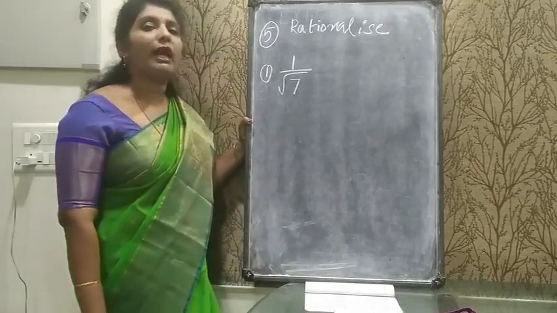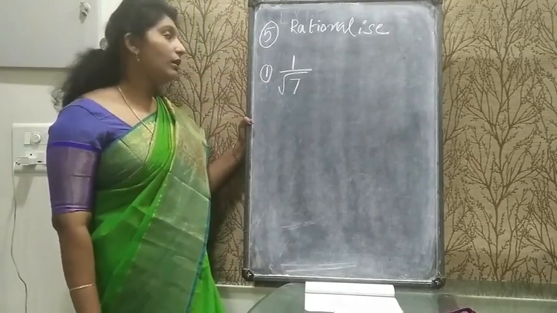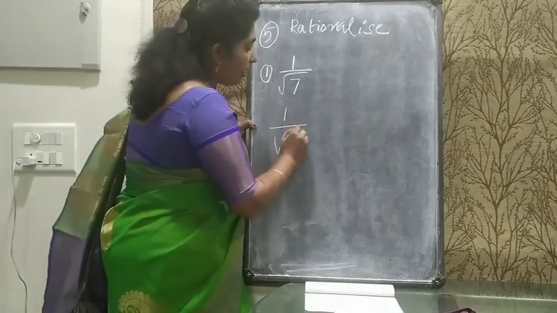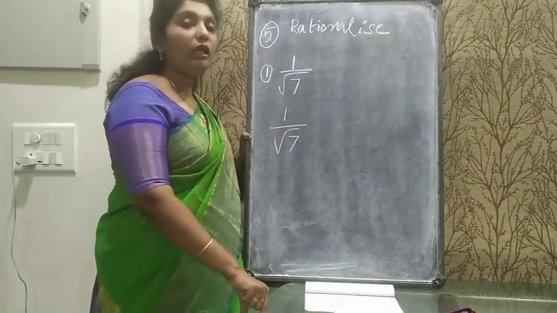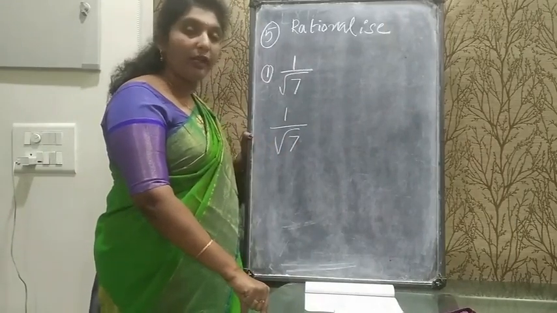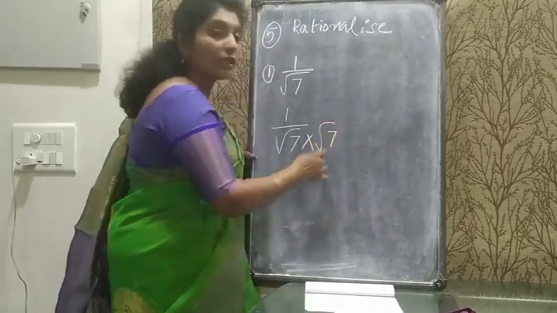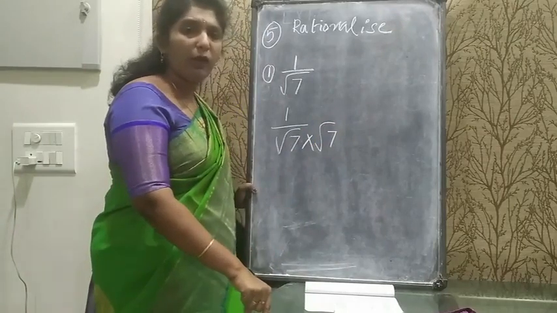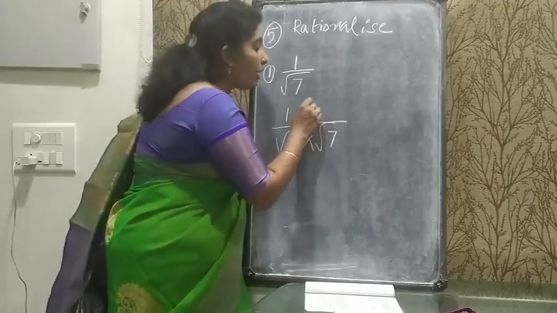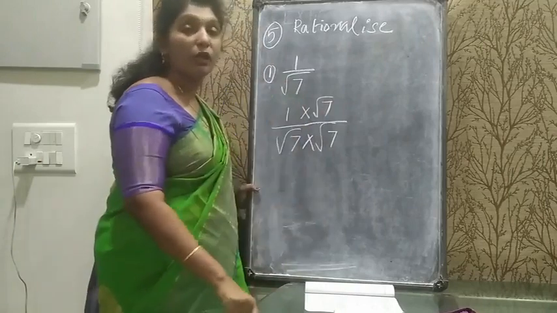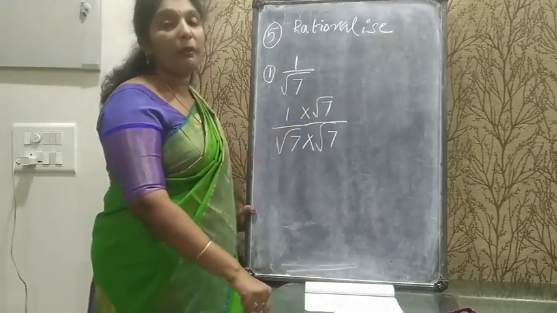How can you make the denominator rational? By multiplying with some number. So here 1 by root 7 is the question. Denominator is root 7. For rationalizing the denominator, I will multiply the denominator with root 7. But simply we cannot multiply only the denominator. If we are multiplying some number with the denominator, at the same time we have to multiply the numerator also, otherwise the value will change. So both the numerator and denominator I multiplied with root 7.